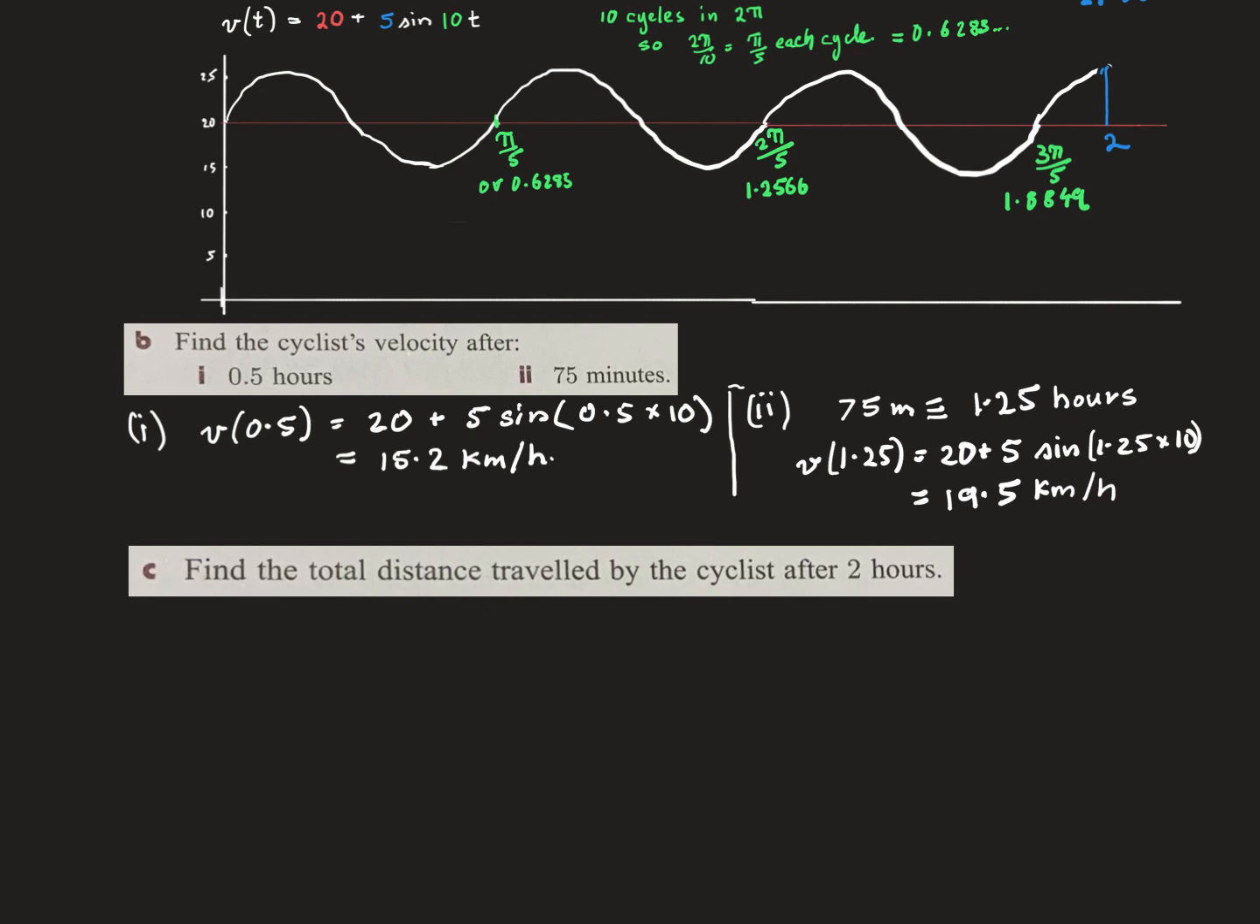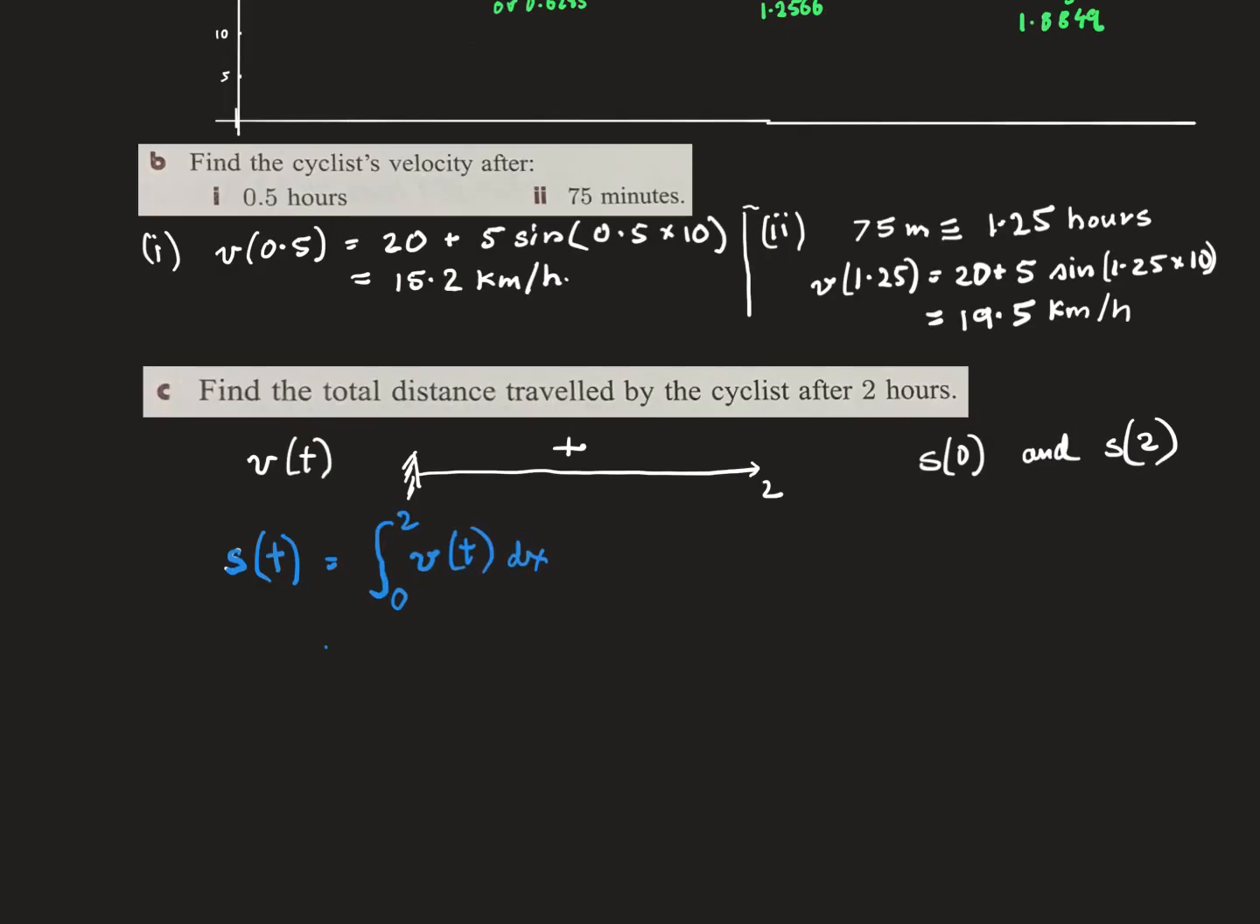If we were to draw the velocity diagram, then we could say from the very beginning to the very end of time 2, we always get a positive value, which means that the direction never changes. And if the direction never changes, all we need to do is find the displacement at the original position, and we also need to find the displacement at the final position. So to do that, we need to integrate our velocity function from 0 to 2.